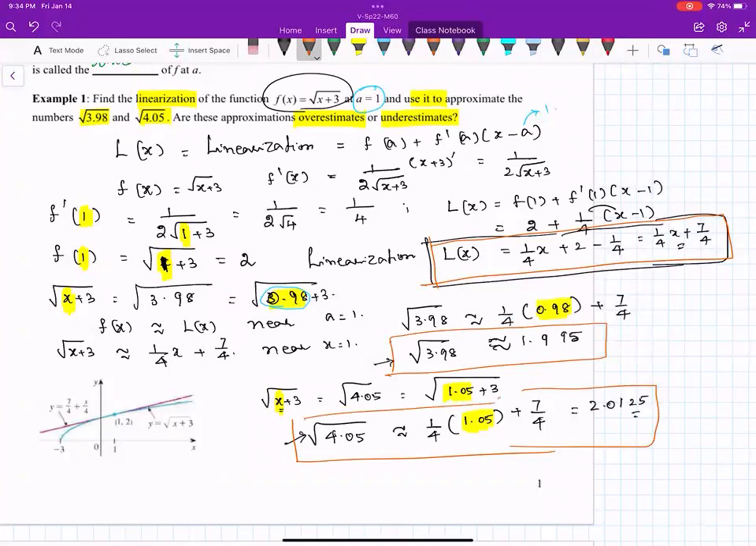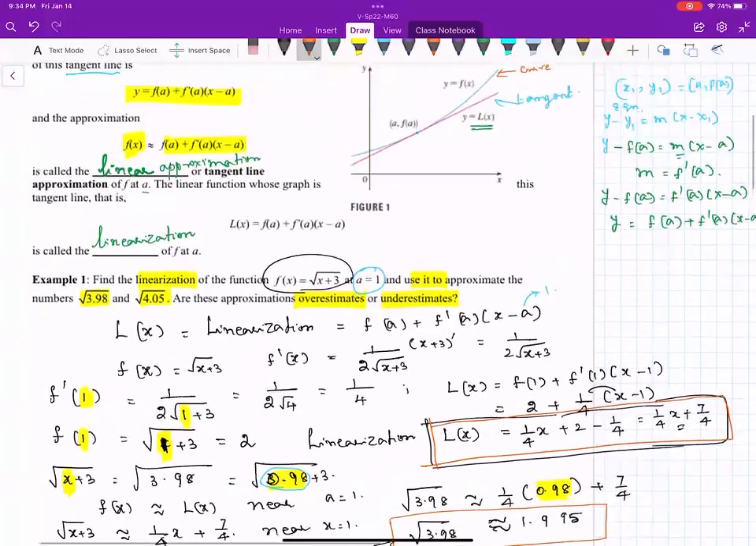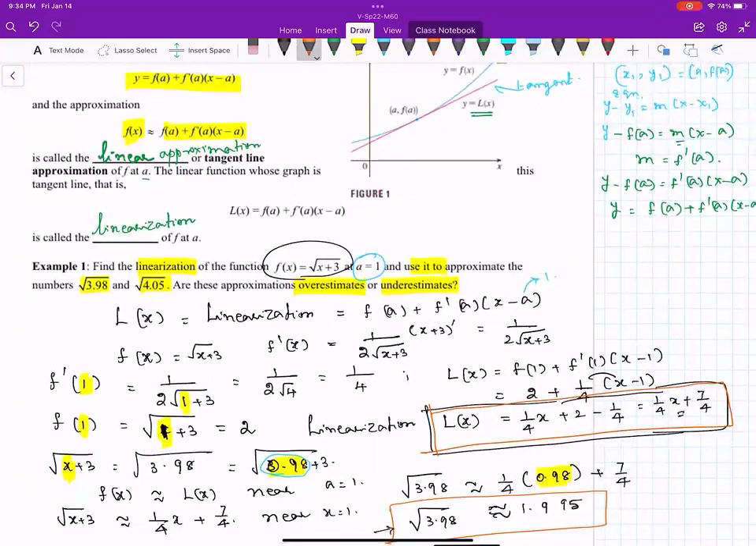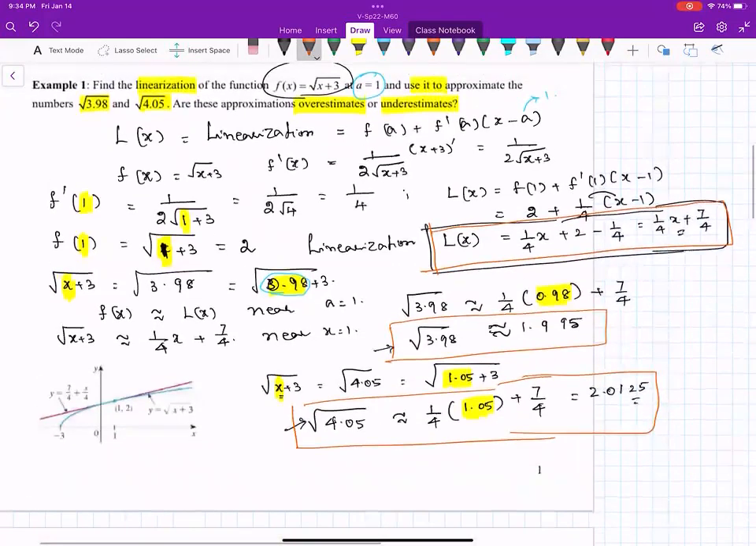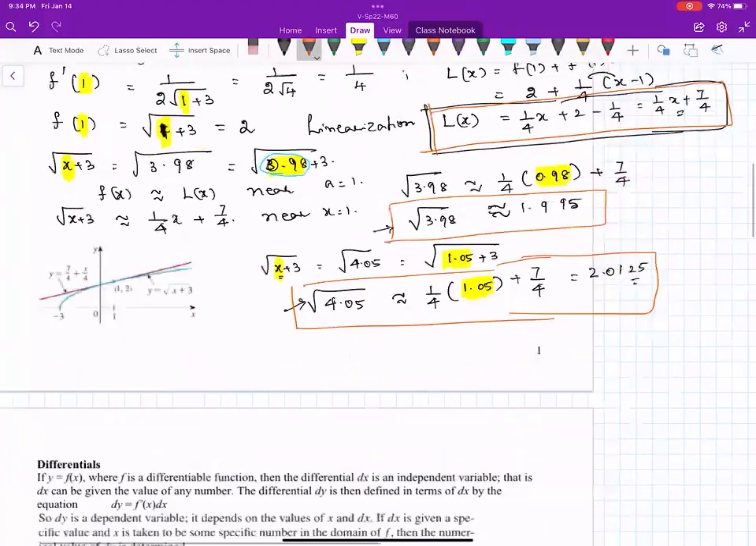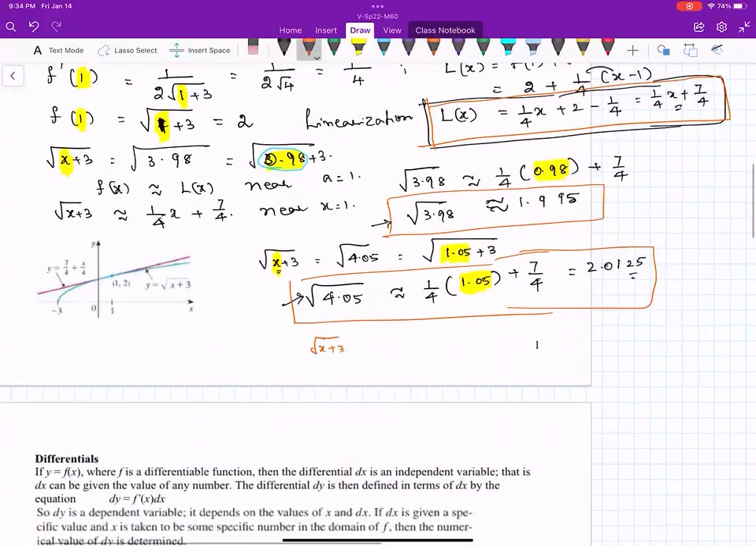Now, the problem is also asking us to graphically show it. Are these approximations overestimates or underestimates? If you notice, the square root of x plus 3 graph is square root of x shifted left by 3 units. So use the transformation of graphs. So this will have -3 as a starting point and it goes to the right.